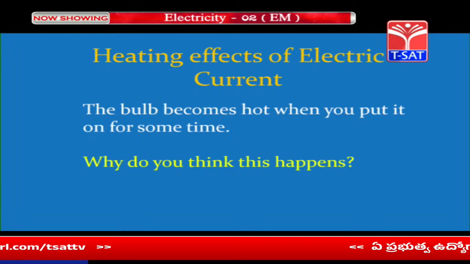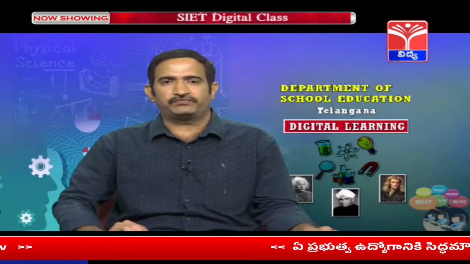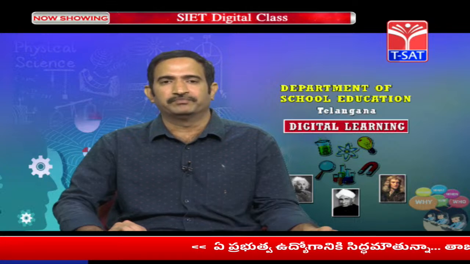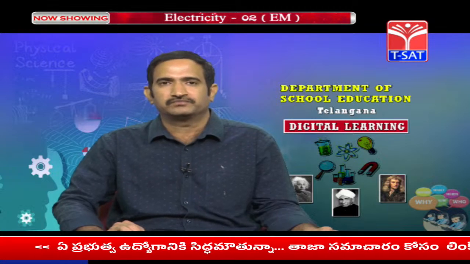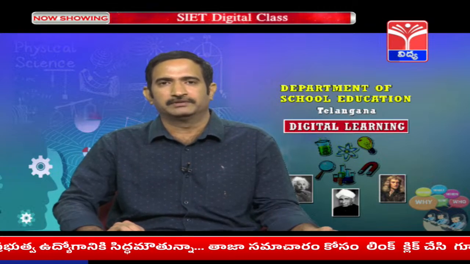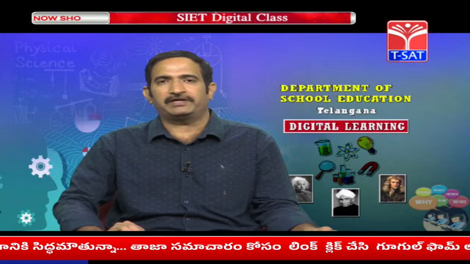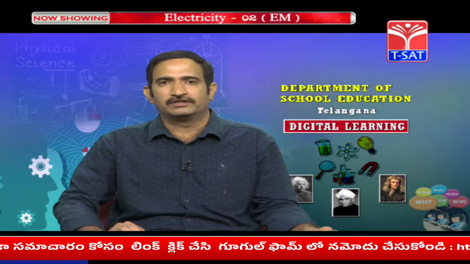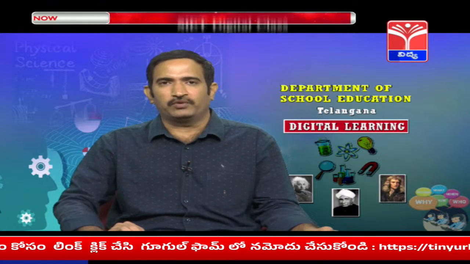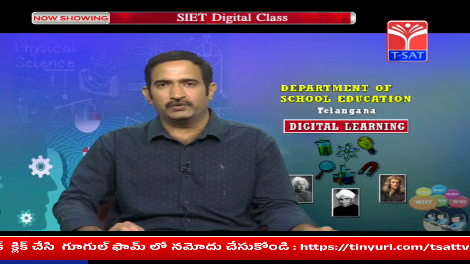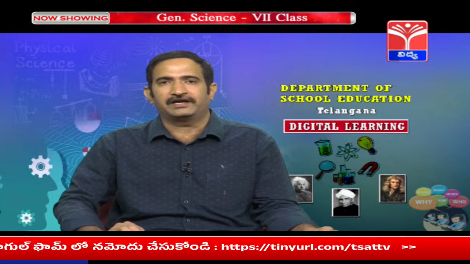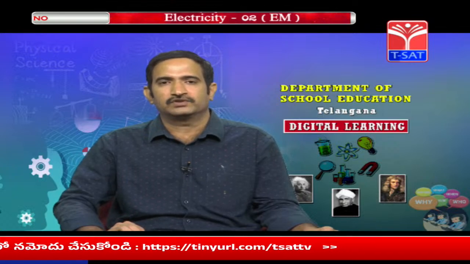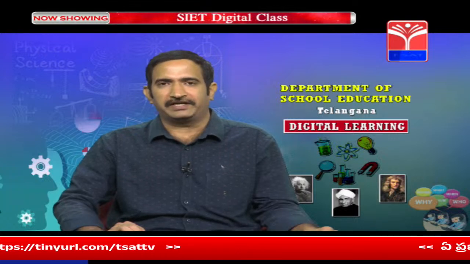Yes, this happens because it is the filament of the bulb that heats up due to the current flowing through it. Children, whenever current flows through a bulb, what happens? The filament in the bulb gets heated up. Therefore, the filament converts electric energy into light energy and heat energy. So the filament is the main source of heating in the bulb.